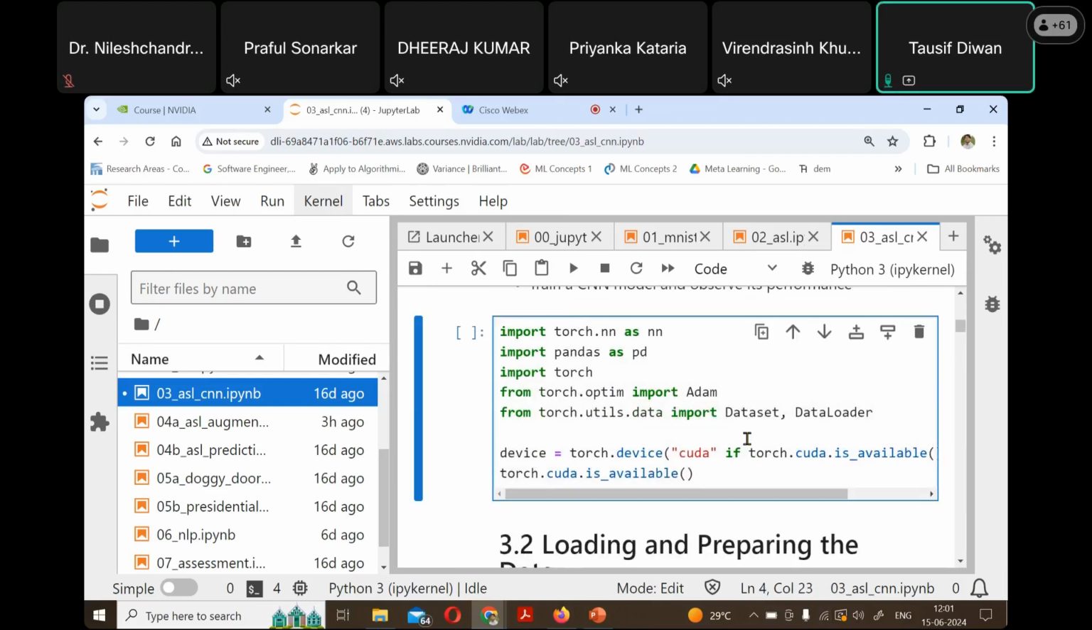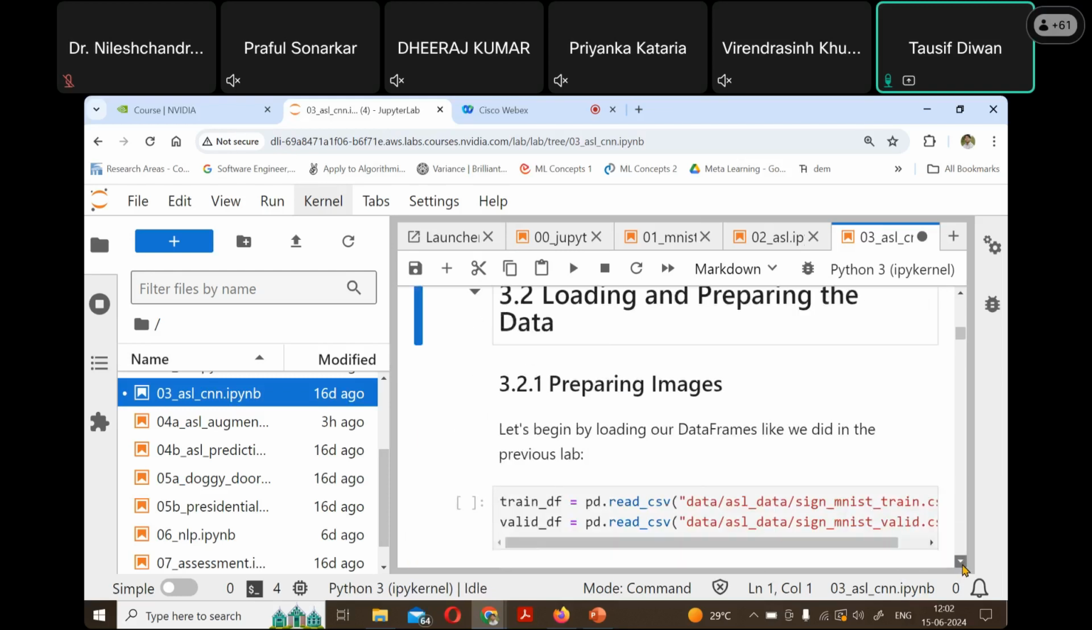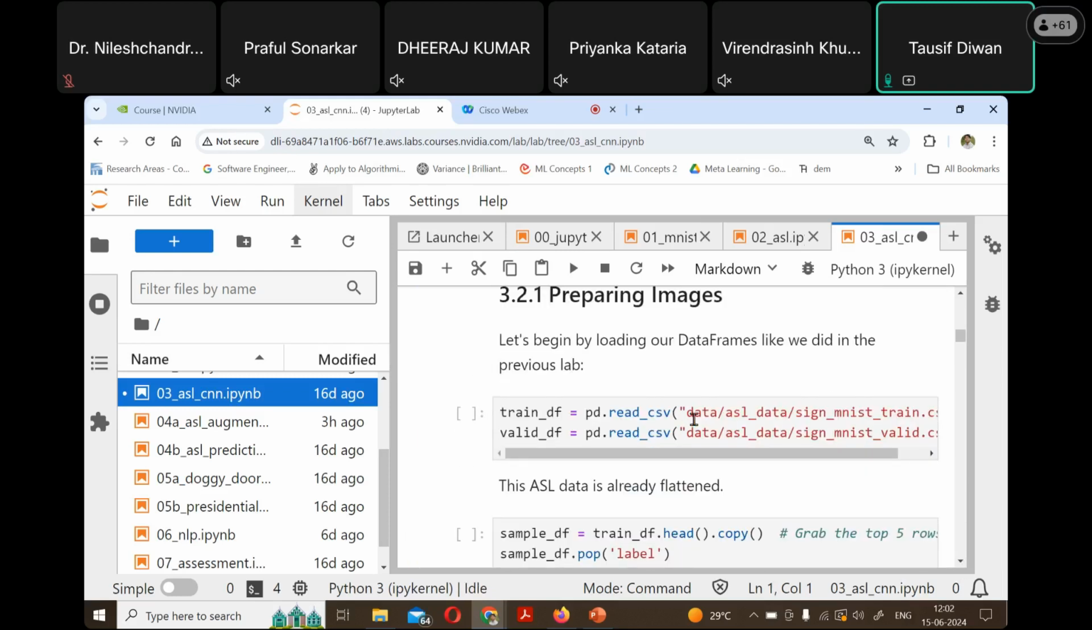These are the simple library importing. Okay, just run this cell, press shift enter. Now once again the same data set is there, so we are very much familiar with the data set. American Sign Language data set, train DF and validation DF.